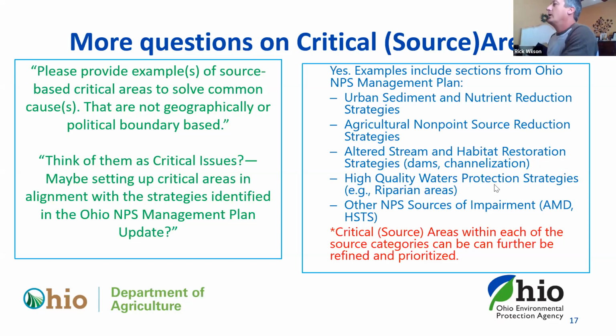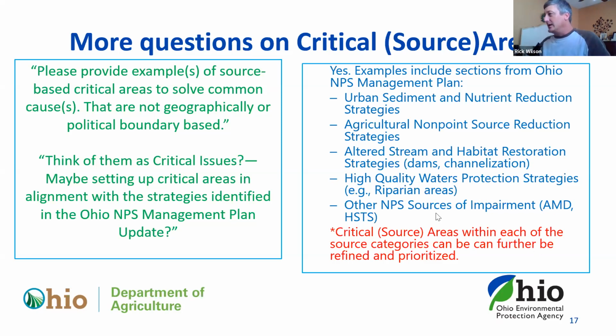Same thing with high quality water protection strategies. Oftentimes those are areas that are in attainment, but there's problem areas within them that are known. You might have a really well-performing watershed with high fish and bug scores, but there's one bank that is really cutting off, and you're starting to see sediment issues in the areas around it, but it doesn't affect the whole watershed. So that's a good way to approach that.